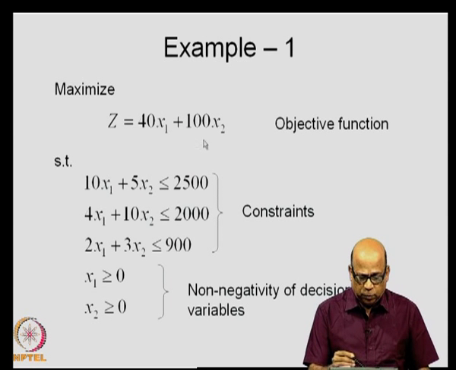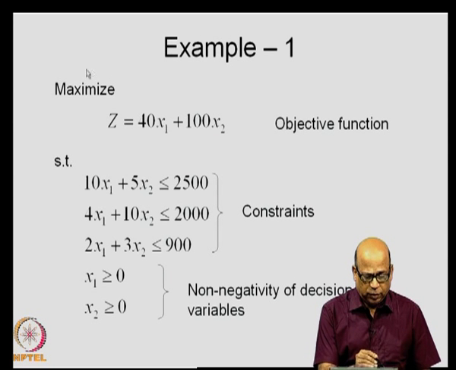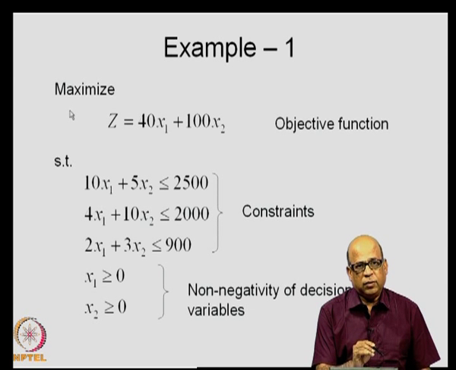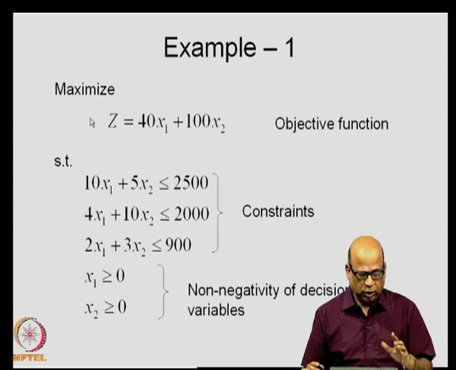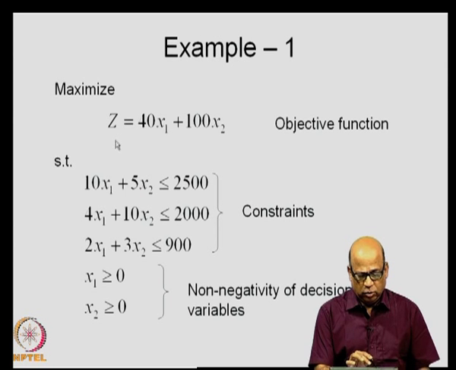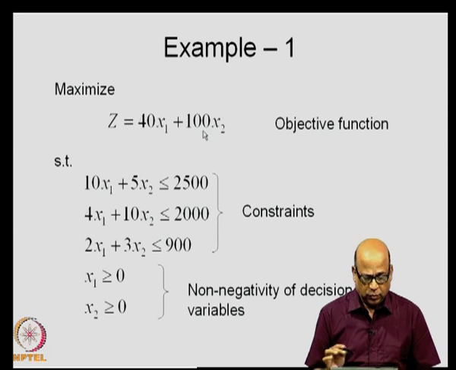We first express this in the standard form. To express this in the standard form, first look at the objective function. The objective function must be of maximization type in the standard form that we are using. So, in this case it is in fact in the standard form. So, we will not touch the objective function.